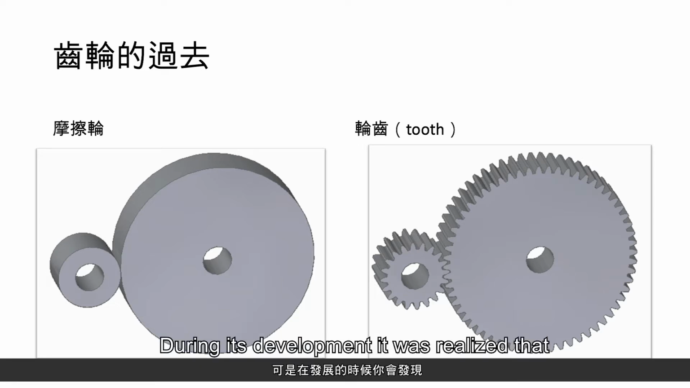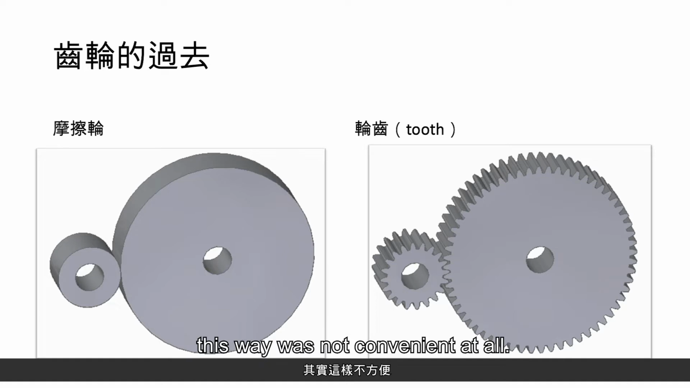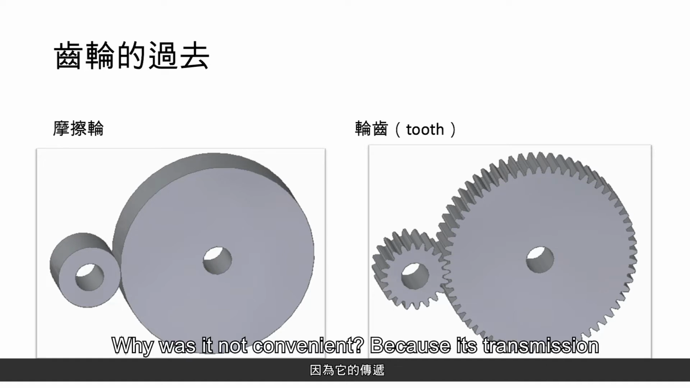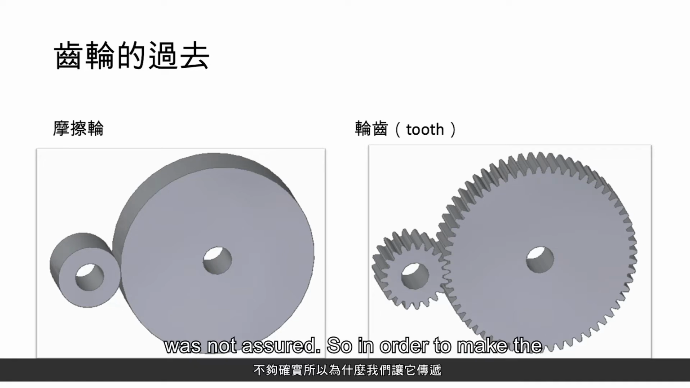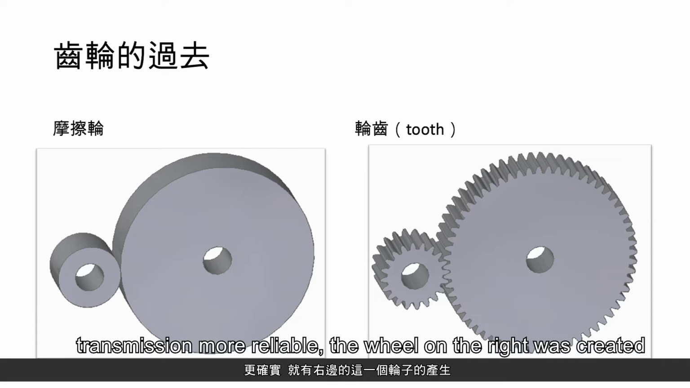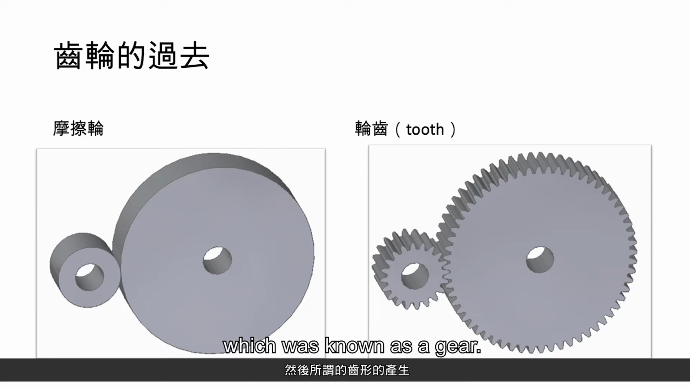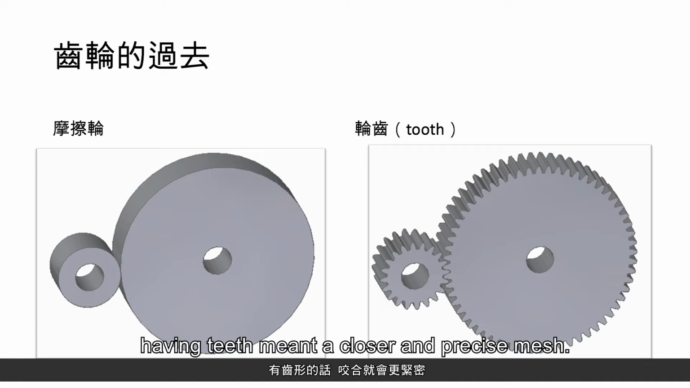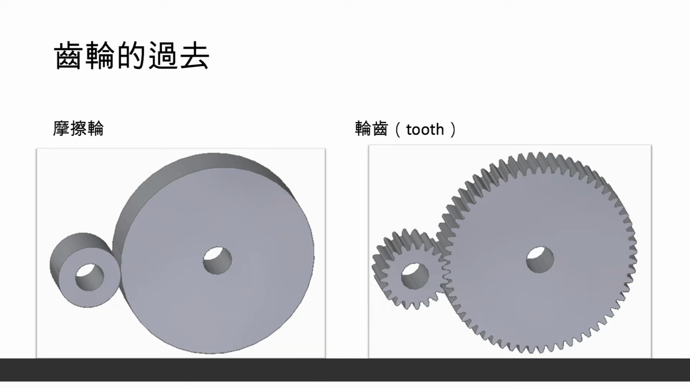During its development, it was realized that this way was not convenient at all. Why was it not convenient? Because the transmission was not sure, so in order to make the transmission more reliable, the wheel on the right was created, which was known as a gear. Having teeth meant a closer and more precise mesh, and its rotation will be better.